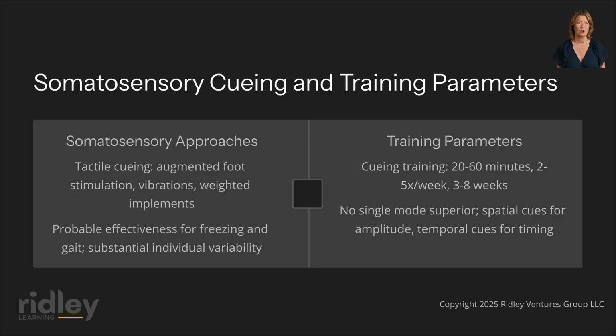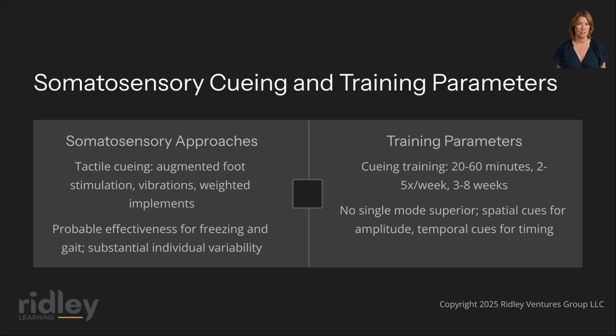Somatosensory and tactile cueing strategies provide proprioceptive feedback through various mechanisms including augmented foot stimulation, cutaneous vibrations, and weighted implements. Evidence supports probable effectiveness for freezing of gait and gait impairments, though the evidence base is less robust than for visual and auditory cues. Haptic cueing improves gait velocity and stride length according to meta-analytic evidence, with some improvements in additional spatiotemporal parameters and freezing of gait severity.